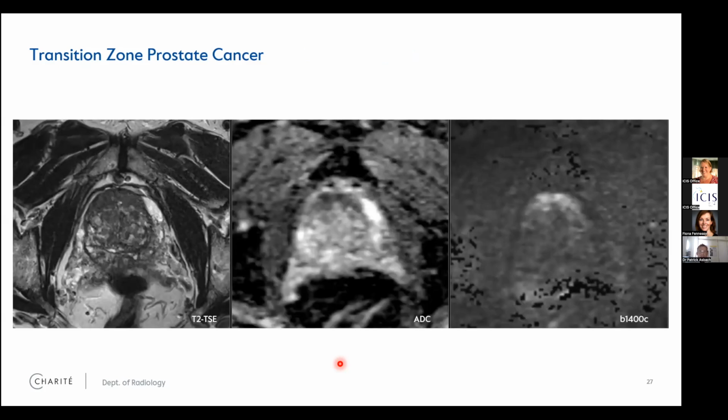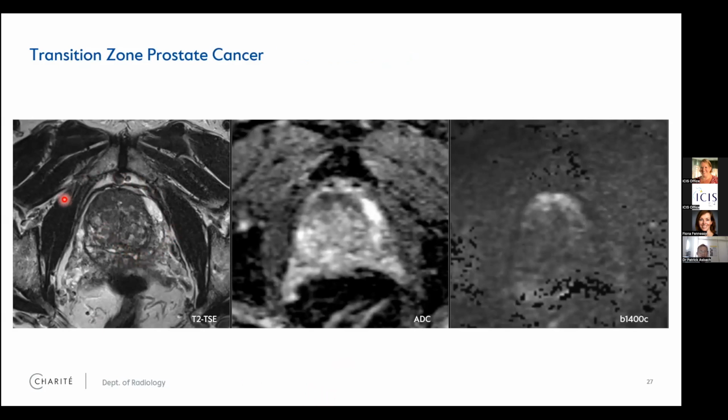In patients that have undergone biopsy prior to MRI, which did not show prostate cancer, we often find transition zone prostate cancer in the anterior part of the prostate because it's undersampled by randomized biopsy. This case shows such a lesion.